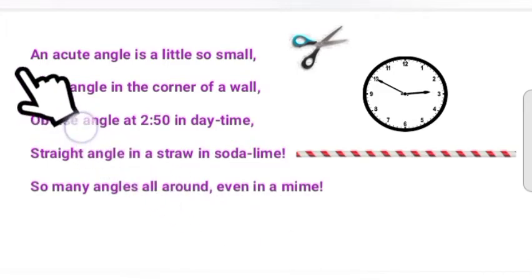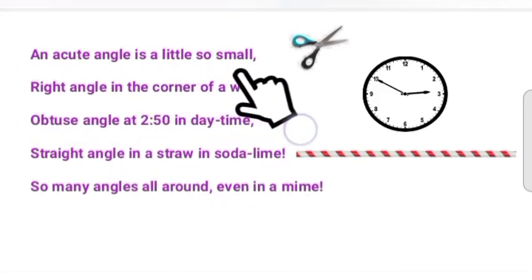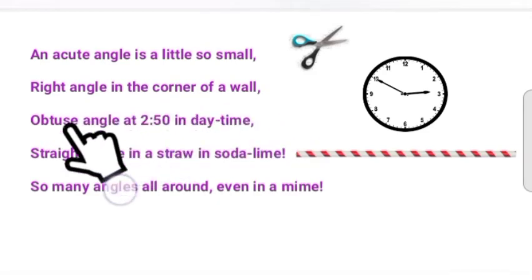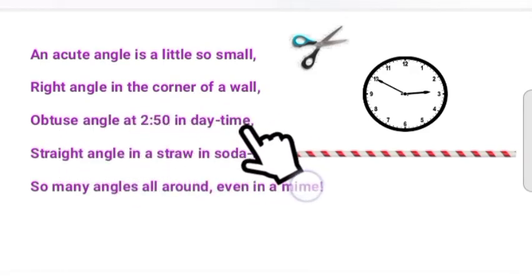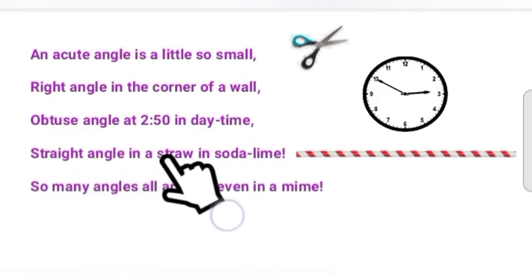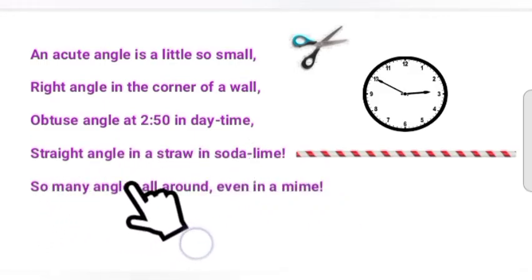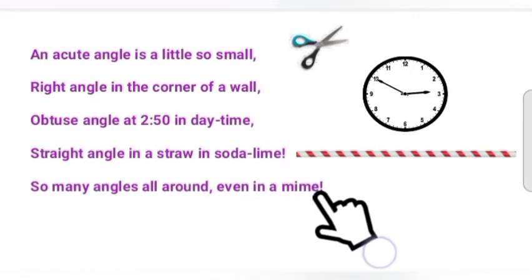Once again, you read it. An acute angle is a little, so small. Right angle is the corner of the wall. Obtuse angle at 2:50 in daytime. Straight angle is a straw in a soda line. So many angles all around, even in a mime.